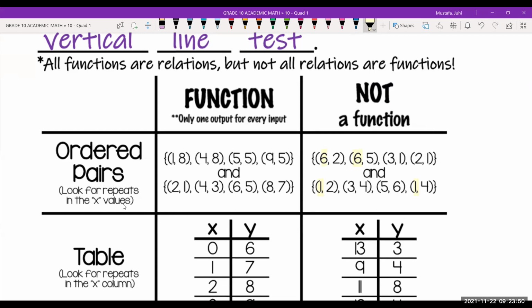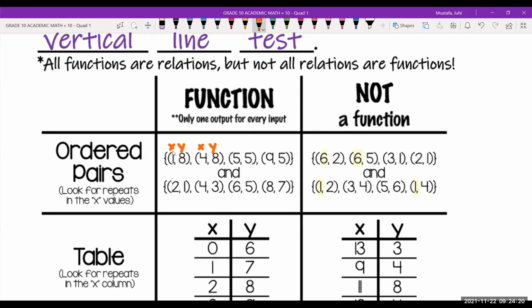So when you're looking at an ordered pair, you're looking at the x values. And the x value is always the first one. Remember, when you're writing an ordered pair, this is x, this is y, x and y. If you notice all of your x values are different, then it is going to be a function. But if you notice that you have a pair of x values or multiple x values that are the same, it is not going to be a function. And that's what it means.